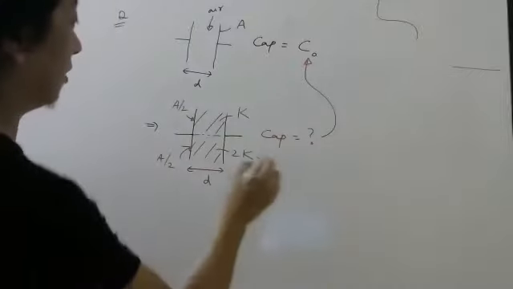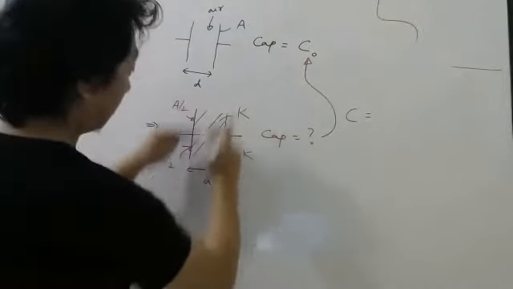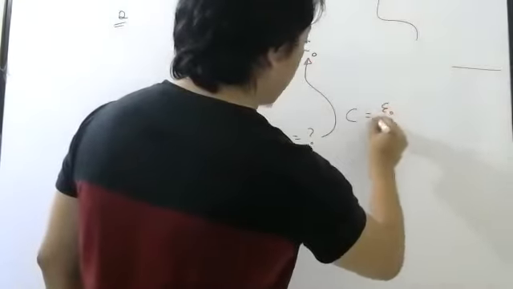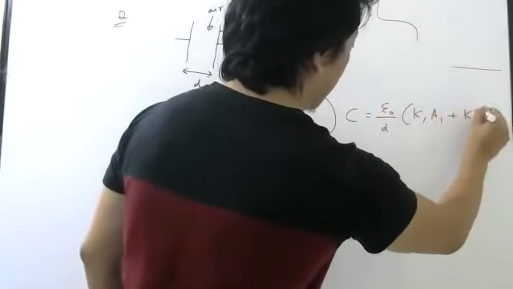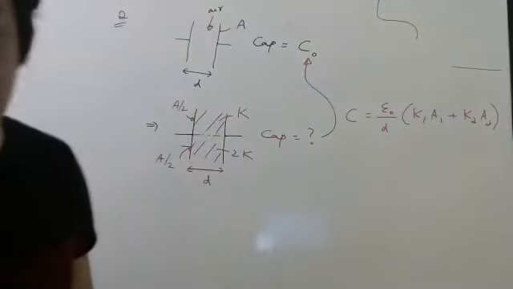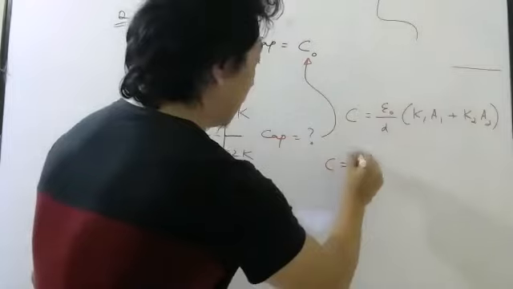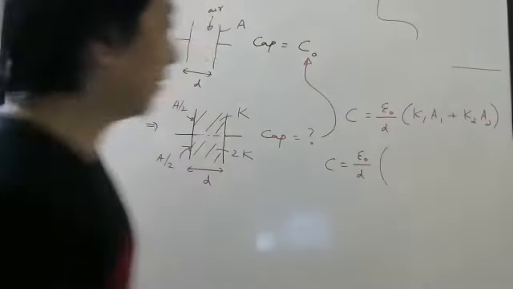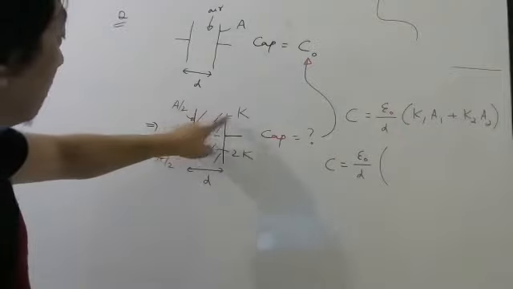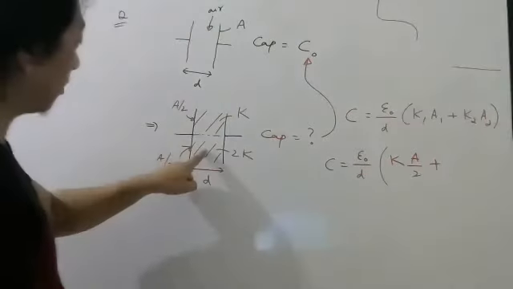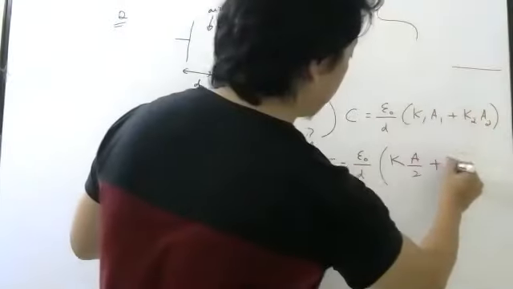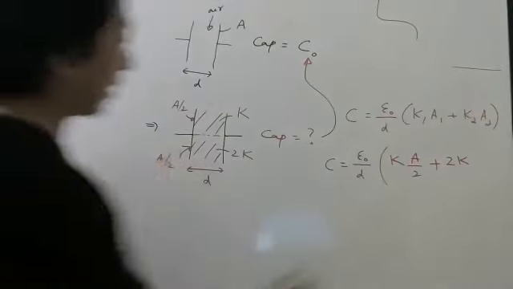Okay, so let us solve. What will be the capacitance of this now? Since we are dividing it this way, what is the formula? Epsilon naught by D, K1 A1 plus K2 A2. Correct? This is the formula. Just now I told. Listen carefully. What is K1? Dielectric constant of the first medium, K. What is the area of the upper part? A by 2. What is the dielectric constant of the lower part? 2K. What is the area of the lower part? A by 2.